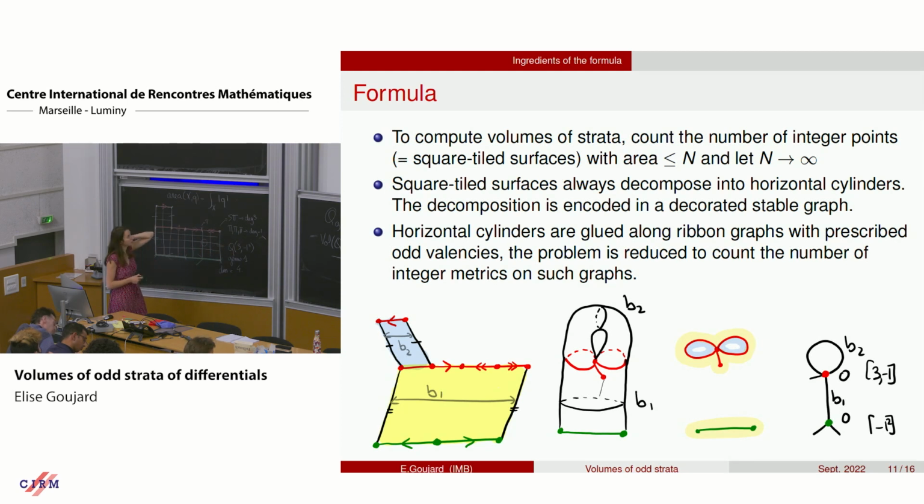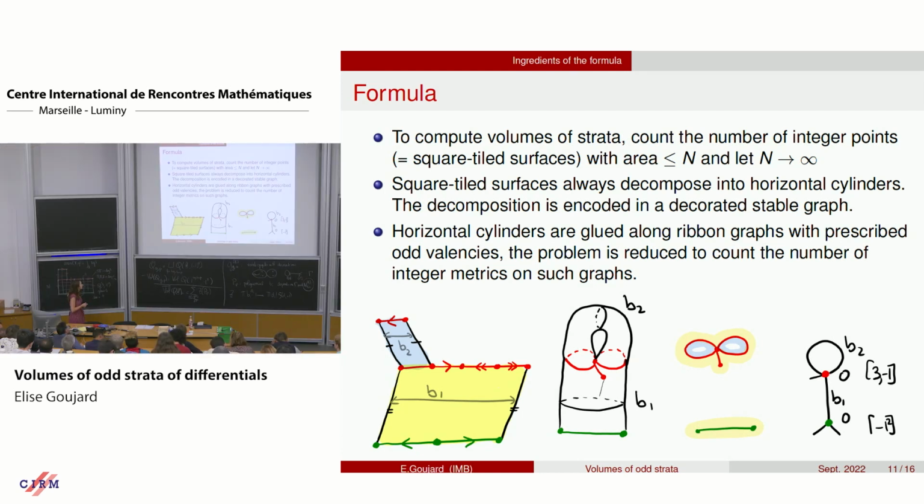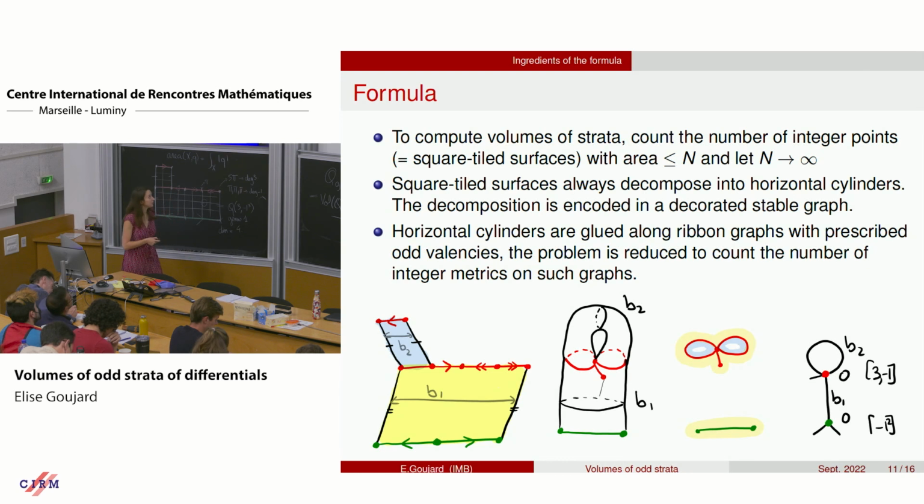Okay, so if you want to count such surfaces, you want to know how many integer parameters you can choose for the length of these saddle connections, for the B_i's, for the heights of the cylinders, for the twists of the cylinders. So everything is kind of easy to handle. The only thing which is not easy to handle is the choice for the length of these horizontal saddle connections.